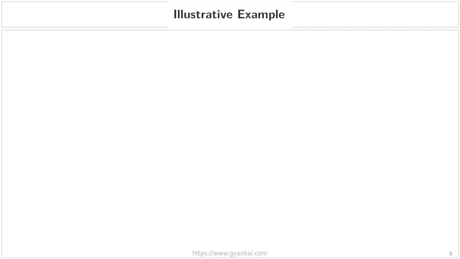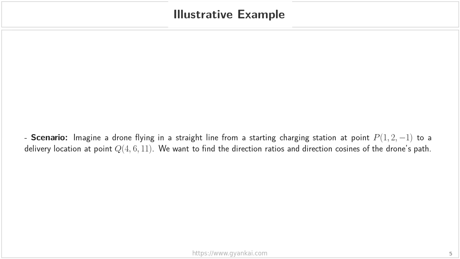Illustrative example. Now that we have understood the theory behind calculating direction ratios and direction cosines, let's put everything we've learned into practice with an illustrative example. Imagine a real-world scenario. A drone is flying in a straight line from its starting charging station, which we'll call point P, located at coordinates x equals 1, y equals 2, and z equals -1. Its destination is a delivery location, point Q, at coordinates x equals 4, y equals 6, and z equals 11.